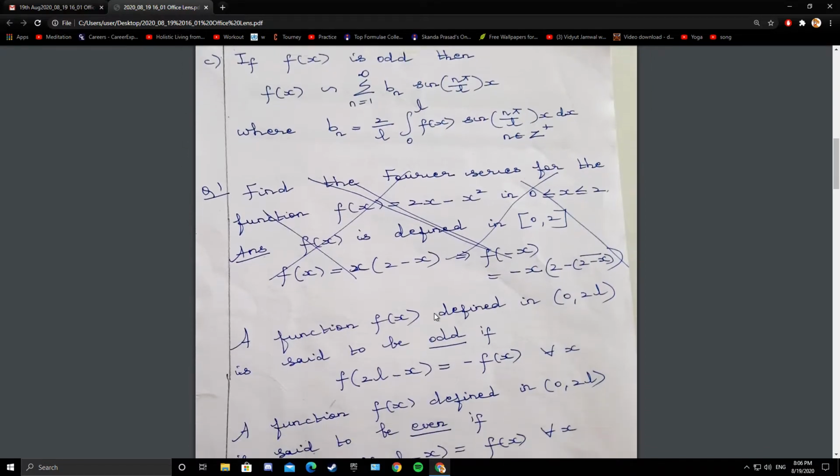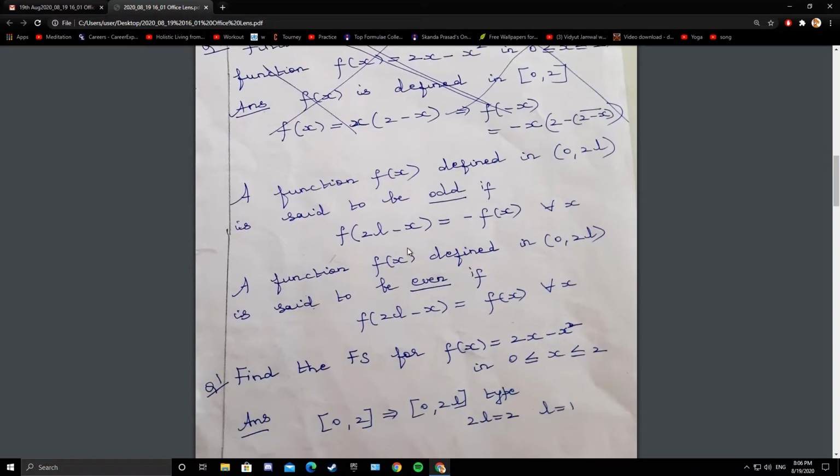So in today's class we will discuss one problem from a function defined in the open interval 0 to L. It can be an open interval or a closed interval. The first problem is to find the Fourier series for f of x equals 2x minus x square, where 0 is less than or equal to x less than or equal to 2. So f of x is defined in the closed interval 0 to 2, so it is of the type 0 to 2L, where 2L is 2. So 2L equals 2 means L is 1.